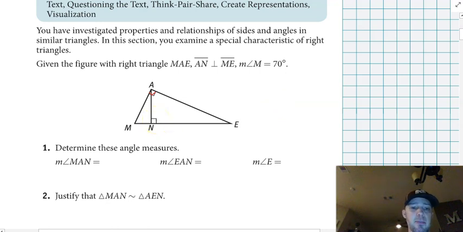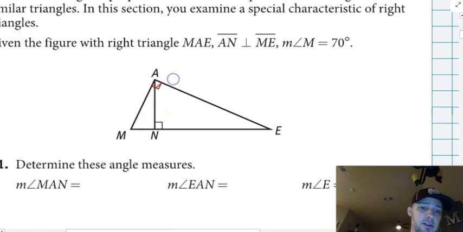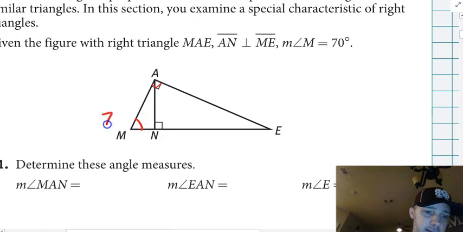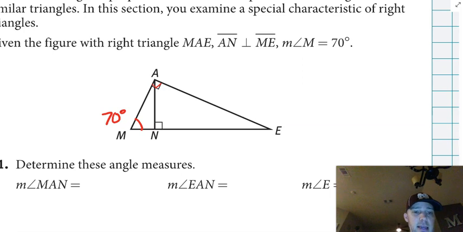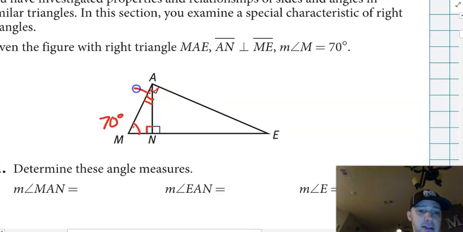That's already labeled for us. And the measure of angle M is 70 degrees. So this angle right here is 70 degrees. Let's go ahead and see if we can determine these other angles as well. So the measure MAN, so MAN is this angle here. And because this is a 90-degree angle, a linear pair, the other side has to be perpendicular as well, so it's 90. So the triangle sum theorem, 180 minus 90 minus 70, there's 20 degrees left for this angle here. All right, so MAN is 20 degrees.